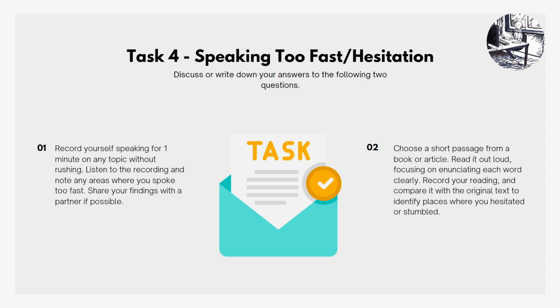For number 2, choose a short passage from a book or article and read it out loud, focusing on enunciating each word clearly. Record your reading and compare it with the original text to identify places where you hesitated or stumbled. Once you have finished these 2 tasks, please come back to the video. You should give yourself a lot of time to do this, to record them, and also to reflect on how you did and make corrections where needed.